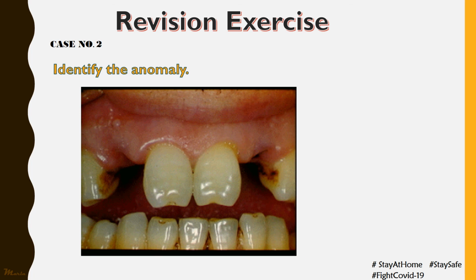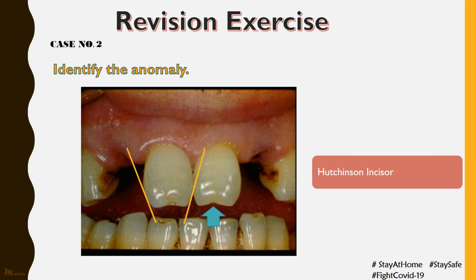Okay, so if you take a closer look at this anomaly, you can see that the incisal edge is showing a tapering. That is, the mesial and distal surfaces of the tooth give rise to a tapered incisal edge. Also, another characteristic finding, that is the central notching on the incisal edge, can be seen here. These two features are suggestive of a Hutchinson's incisor. So this is a Hutchinson's incisor, which is a typical manifestation of congenital syphilis.